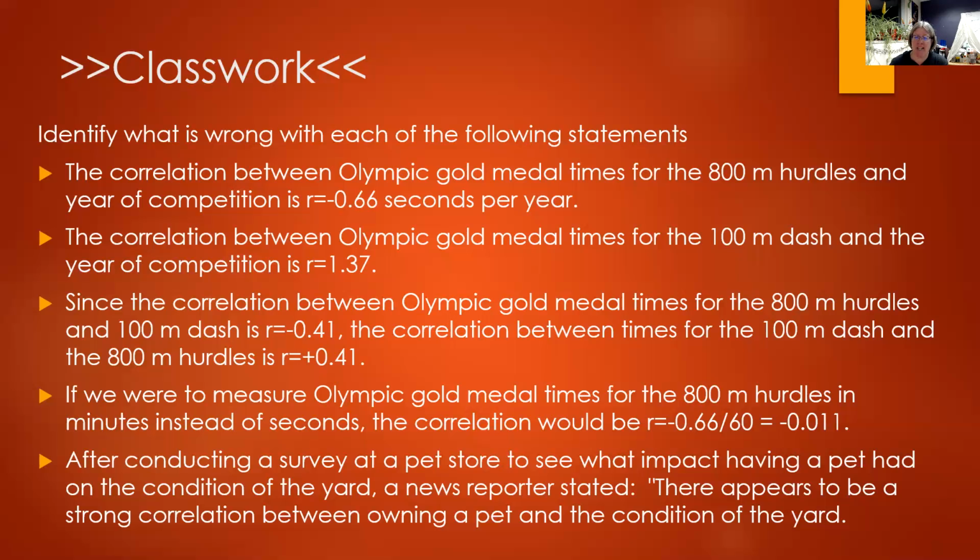Right, and then this last one: after conducting a survey at a pet store to see what impact having a pet had on the condition of someone's yard, a news reporter stated, there appears to be a strong correlation between owning a pet and the condition of the yard. So the problem with this one is that these are not quantitative variables. That question of owning a pet is probably either a yes or no, or I have a dog or a cat or a goldfish. And the condition of the yard, I would assume, is also something like beautifully manicured, mostly looks mowed, lots of weeds, something along those lines. So that would lend itself to categorical variables, and so we don't have the quantitative variables to make that work.